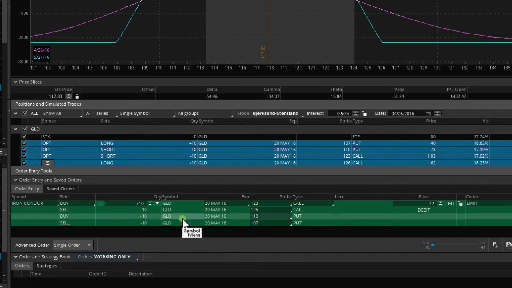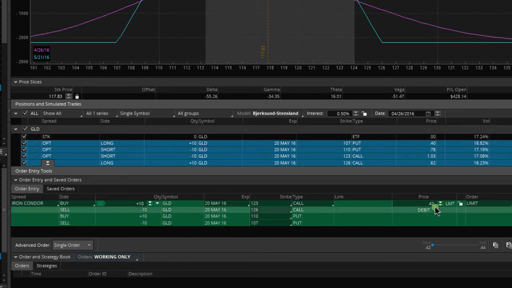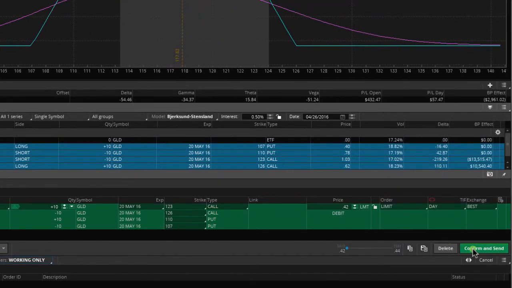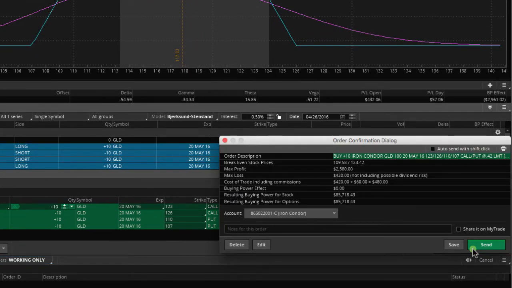And so when I sold this Iron Condor, I sold it for 79 cents. Now we're buying it back for 42 cents as a debit. Remember, you sell it as a credit and then you buy it back as a debit. So 42 cents is over 40% of the 79 cents we sold it for. Then all you have to do is hit confirm and send. Your order box pops up here, and then you just click on send.